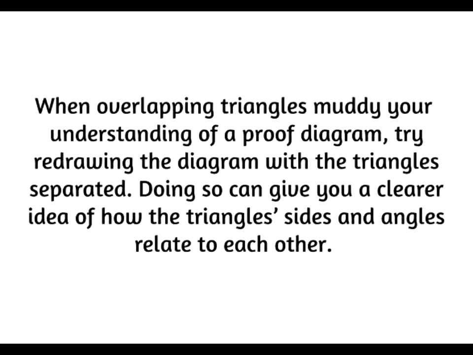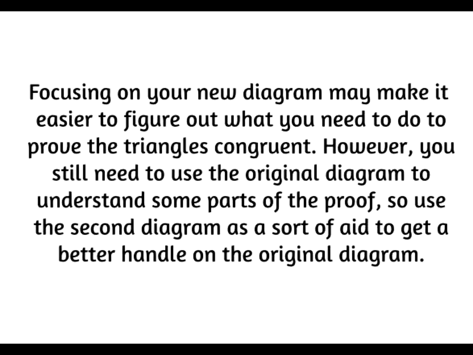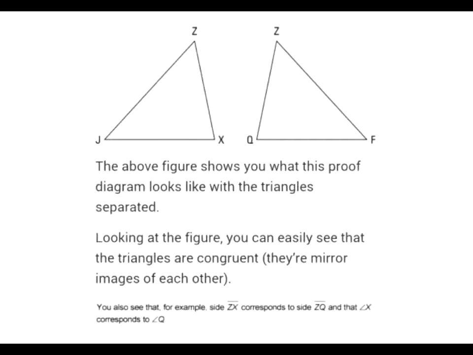When overlapping triangles muddle your understanding of a proof diagram, try redrawing the diagram with the triangles separated. Doing so can give you a clearer idea of how the triangle's sides and angles relate to each other. Focusing on your new diagram may make it easier to figure out what you need to do to prove the triangles congruent. However, you still need to use the original diagram to understand some parts of the proof, so use the second diagram as a sort of aid to get a better handle on the original diagram. The above figure shows you what this proof diagram looks like with the triangles separated.